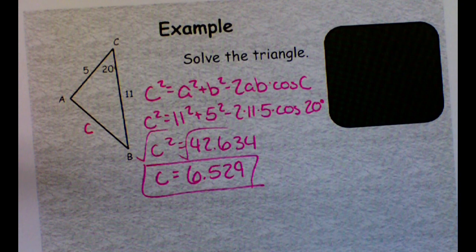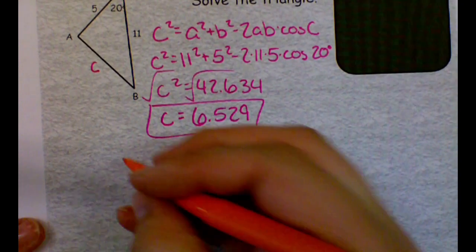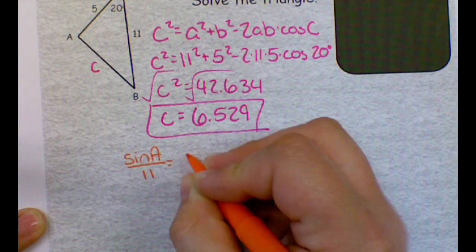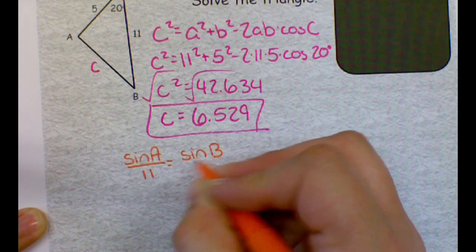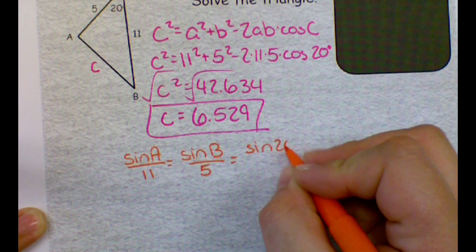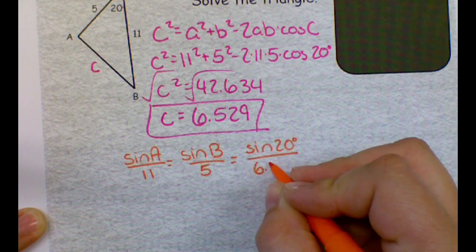Now we'll switch to the law of sines. So I say, all right, the sine of angle A over side a is equal to the sine of angle B over side b, is equal to the sine of angle C over side c.